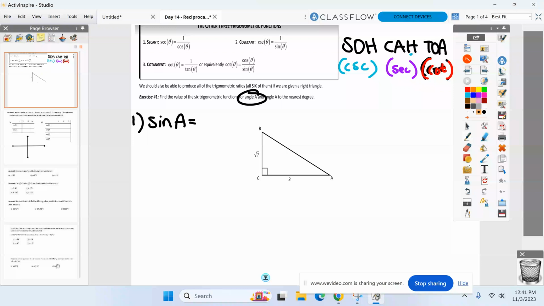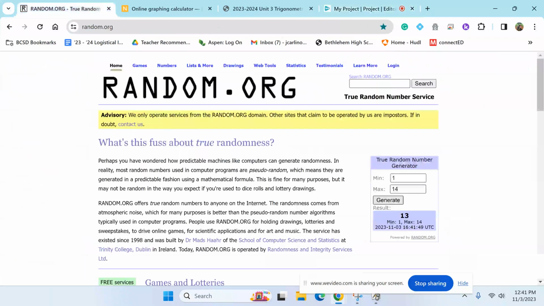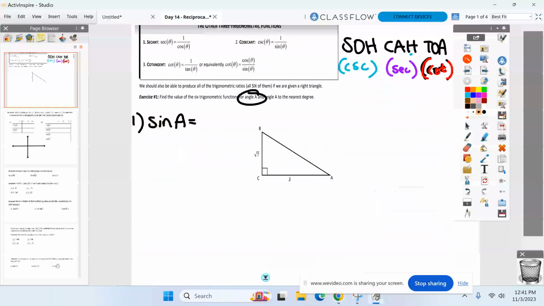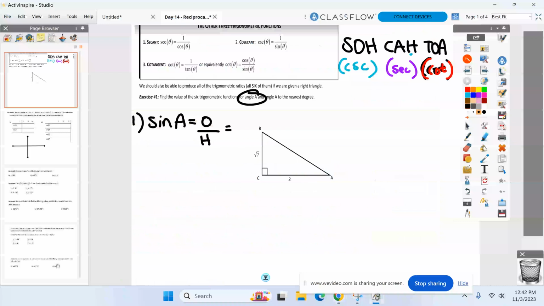Back to you guys. What do you know sine's equal to here? Richie, what's sine equal to again? Opposite over hypotenuse. And if I'm looking at angle A, what side's opposite? Grant, what's opposite? Radical 7. And then what's my problem, everyone? No hypotenuse. It's blank, but that's no problem for us. So what do I have to do there?